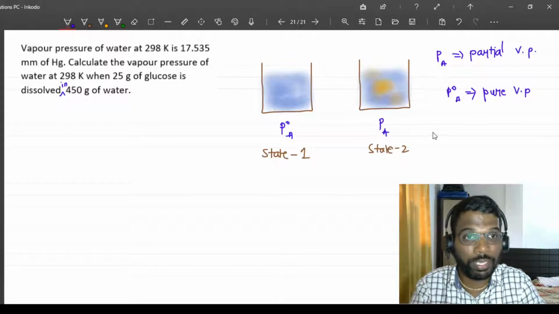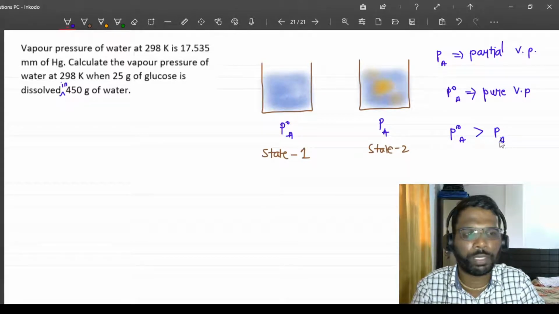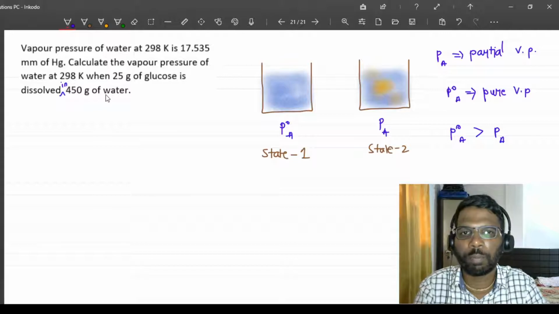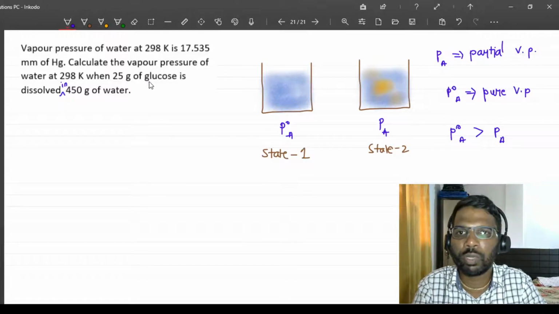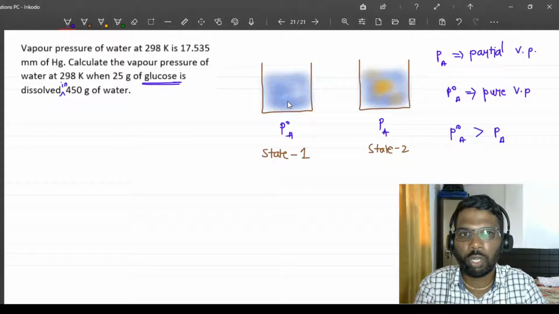The thing is that P naught A, the pure vapor pressure, is always more than the partial vapor pressure. Now this question is about the relative lowering of the vapor pressure, how vapor pressure decreases when a non-volatile solute is added. Glucose is the non-volatile solute which is added to this solvent.